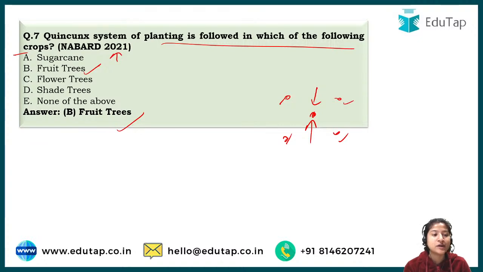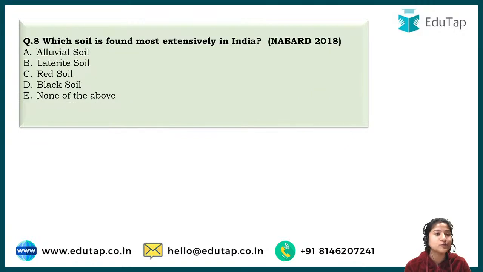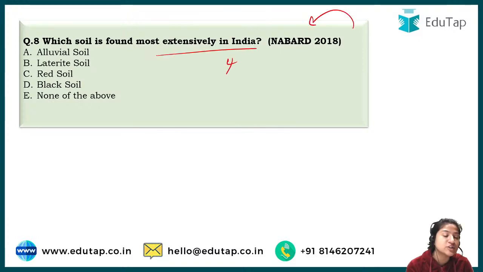So that was question number 4, and now let's move to the next question, which is: which soil is found most extensively in India? NABARD 2018 question from soil and water conservation. So here different types of soils are present. You have to tell. See, most of the questions, if I haven't taught you during the MCQs, those answers will definitely be in the explanation slide which I have given, because that time we cover all the other aspects of that also. All right.